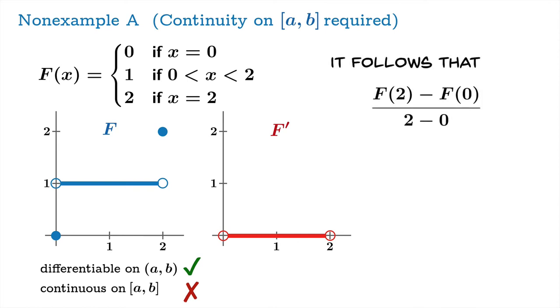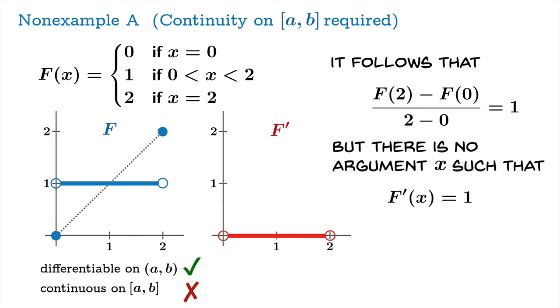So if you calculate the average rate of change on the interval from 0 to 2 in this case, an easy calculation will show you that this rate of change is 1. But there is no argument in between 0 and 2 at which the value of the derivative is equal to 1. It's just not going to happen. All the tangent slopes are 0. So the mean value theorem fails.